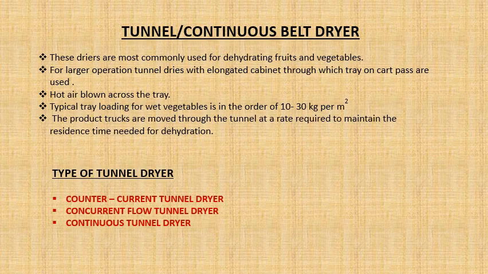Next, it is tunnel or continuous belt dryer. These dryers are most commonly used for dehydrating fruit and vegetables. For large operations, tunnel dryers with an elongated cabinet through which trays on cart paths move are used. Hot air is blown across the tray. Typical tray loading for wet vegetable is in the order of 10 to 30 kilograms per square meter. The product trucks are moved through the tunnel at a rate required to maintain the residence time so that it gets dehydrated. The types of tunnel dryer are counter current tunnel dryer, concurrent flow tunnel dryer, and continuous tunnel dryer.